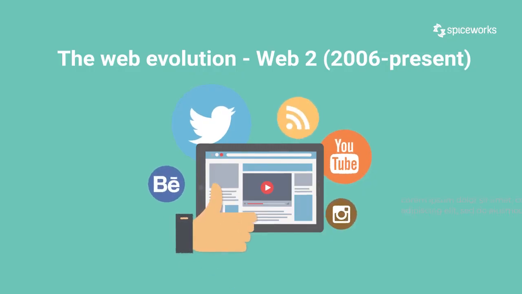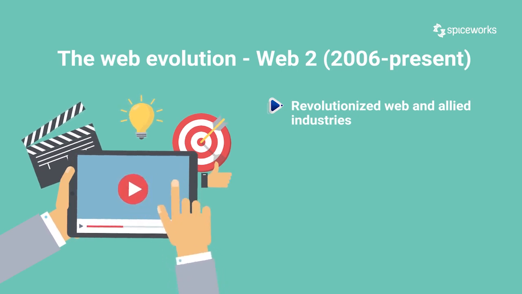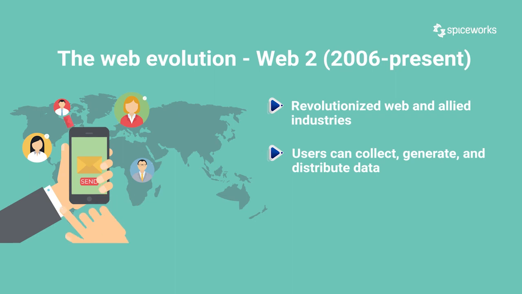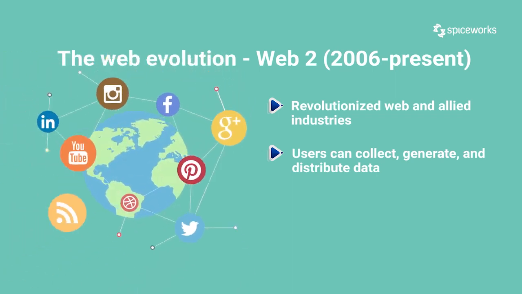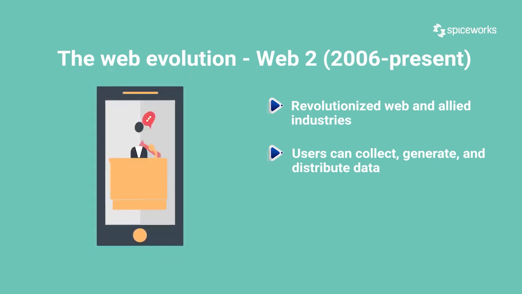Now we should move on to the next generation of the Internet, which is currently in use worldwide. Web 2 has revolutionized the web and its allied industries. This web version has made it exceedingly simple for users to collect, generate, and distribute huge amounts of data with just one click. Hundreds of new apps are introduced to the phone's app store every day. Also, phones have a built-in camera that produces images that most genuine cameras on Web 1 could not even imagine a few years ago.